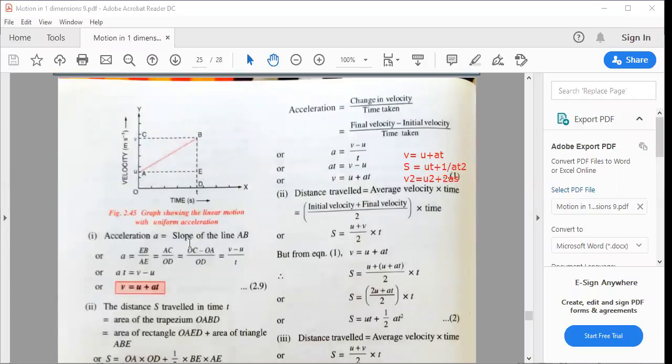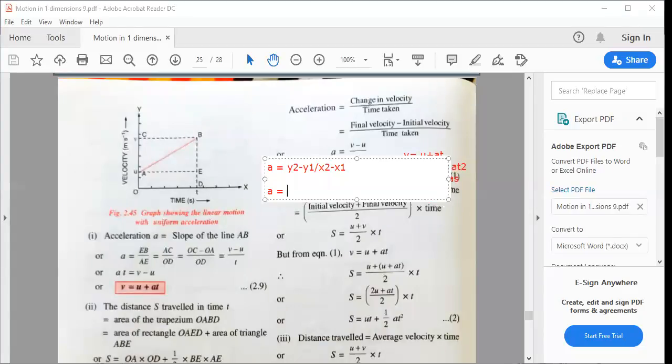Already I taught you one technique. The acceleration is the slope of line AB. If you can recollect the formula, the slope is y2 minus y1 divided by x2 minus x1. Yes, very good. So they have given you something, so you can use that formula also. Tell me what the slope is. You can tell me y2 minus y1, or else you can refer to the slope from here also. So slope is BE.